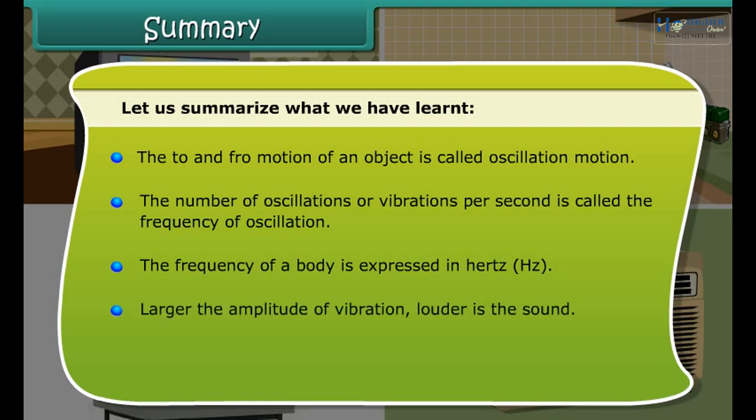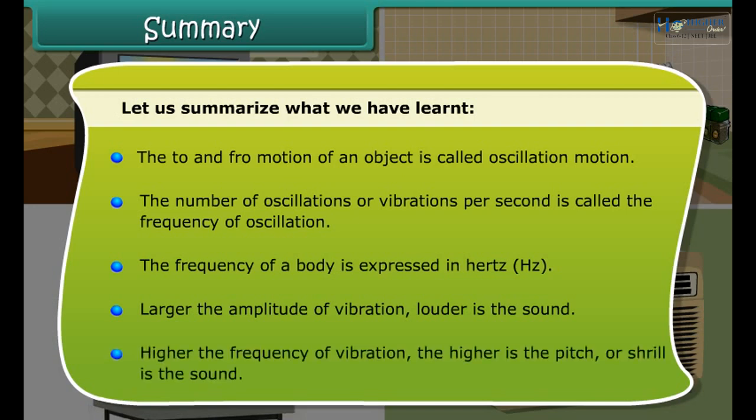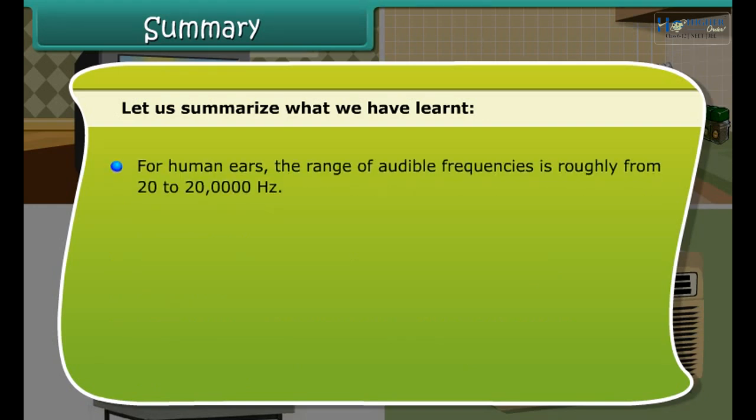Larger the amplitude of vibration, louder is the sound. Higher the frequency of vibration, the higher is the pitch or shrill is the sound. For human ears, the range of audible frequencies is roughly from 20 to 20,000 Hz.